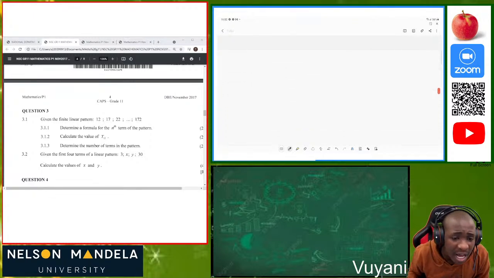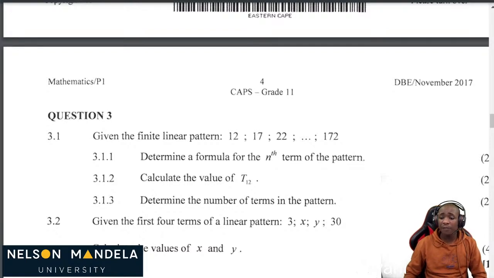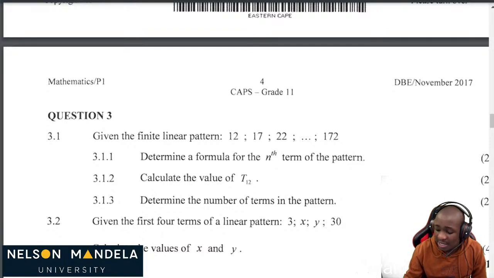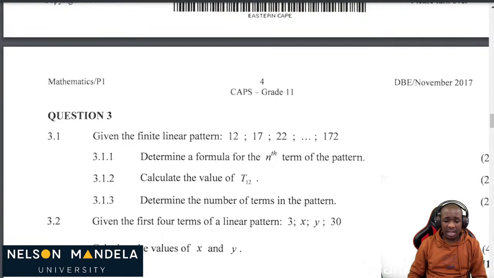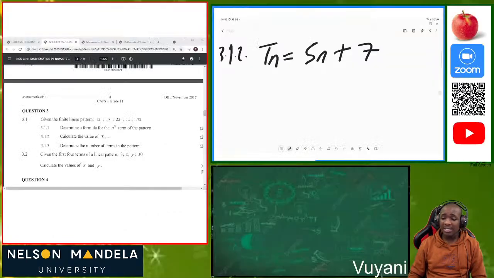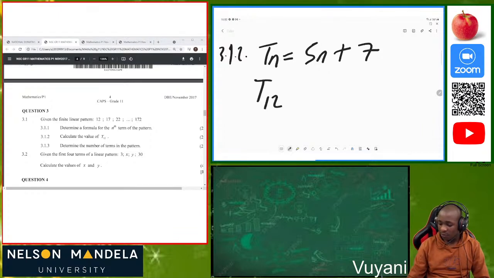Now, we are given number 3.1.2. They are saying calculate the value of T12. So in other words, earlier in 3.1.1, we calculated our Tn and found it is 5n plus 7. Now, they are saying calculate T12. That's easy already. Why? Because in the position of this n, they have replaced it by 12.